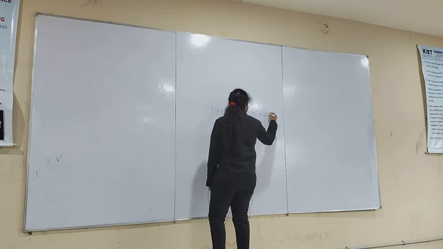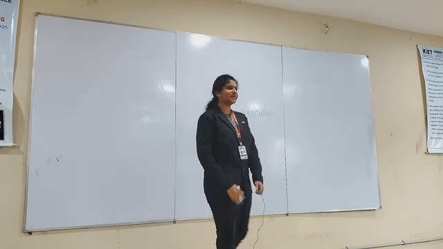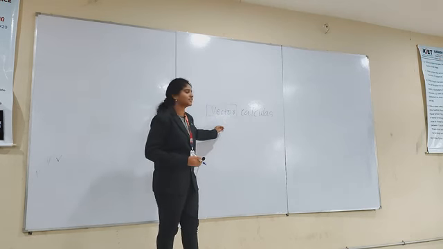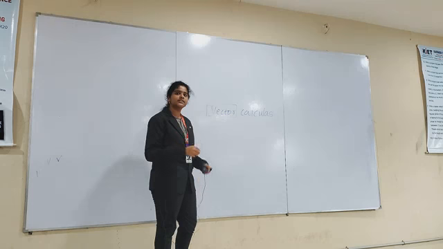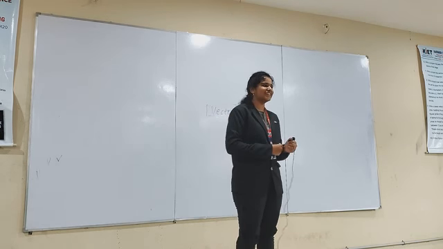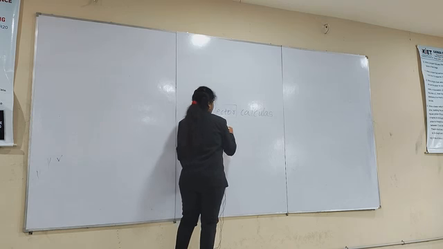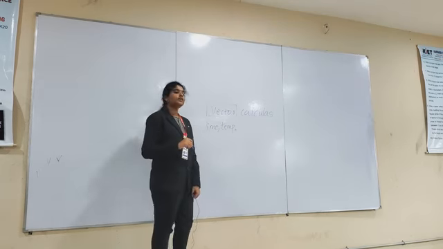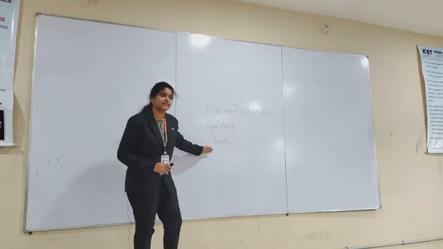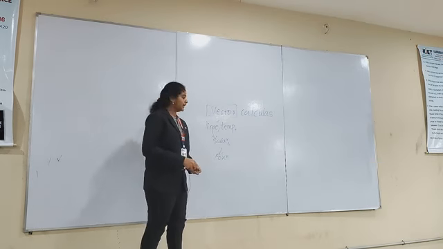Vector calculus. What is the meaning of a scalar? It has only magnitude. What are examples? Time and temperature are examples of scalars. And the other one, the opposite, is the vector. What is the meaning of a vector? It has both magnitude and direction. For example, force, etc. It has a direction.